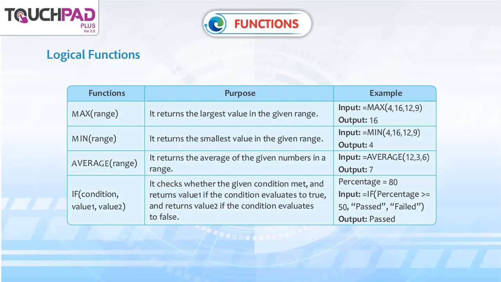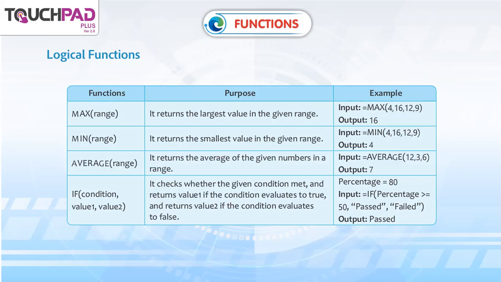Output: 4. AVERAGE(range). It returns the average of the given numbers in a range. Input: =AVERAGE(12, 3, 6). Output: 7. IF(condition, value1, value2).